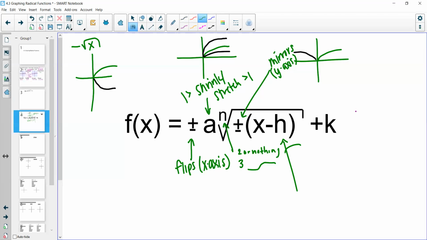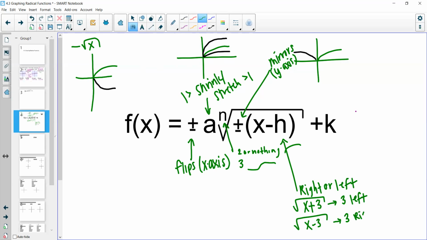Well, this h actually helps us determine if we are moving to the right or to the left. Now, if we see something like x plus 3 inside of our radical like this, then that means we are moving 3 to the left. And if we see something like the square root of x minus 3, then that means we're moving 3 to the right. So notice how it's kind of the opposite of what we think. The right is typically positive, the left is typically negative, but in this case, they're switched. So if we see a plus inside, it's going to the left. If we see a minus inside, it's going to the right.